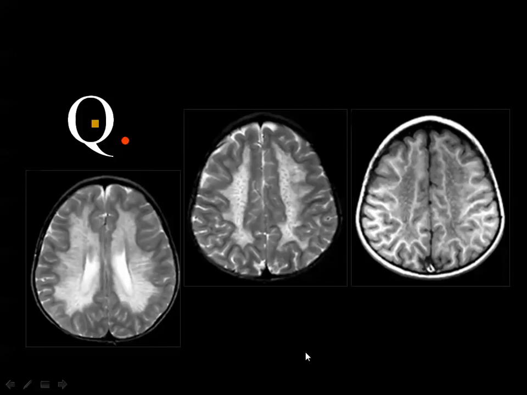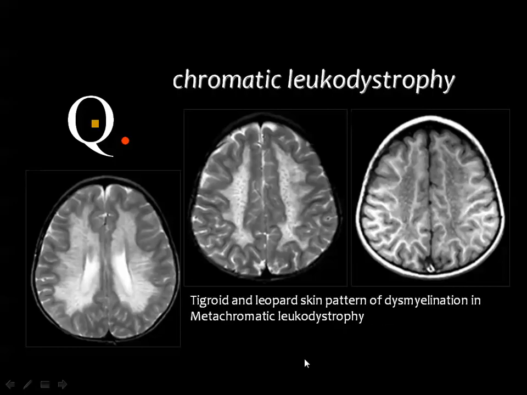Inside the white matter, you can see linear shadows of intermediate signal, giving the typical appearance of tigroid pattern. And this tigroid pattern is well known in two of the white matter diseases, which are metachromatic leukodystrophy and Blasius-Merzbacher disease. And whenever you see this appearance, you should diagnose metachromatic leukodystrophy because it is more common compared to the Blasius-Merzbacher disease.